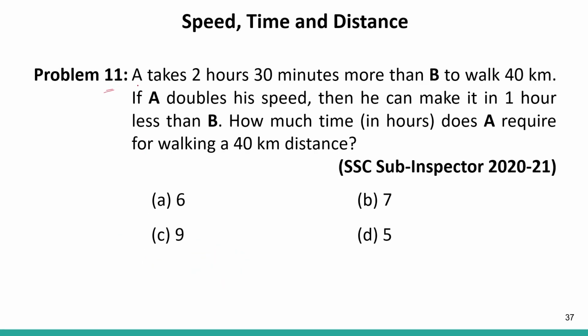So let's see problem number 11. A takes 2 hours 30 minutes more than B to walk 40 km. If A doubles his speed, then he can make it in 1 hour less than B. How much time does A require for walking 40 km distance? This question appeared in the SSC Sub Inspector 2020-21 paper. Is it option A, B, C or D: 6, 7, 9 or 5?